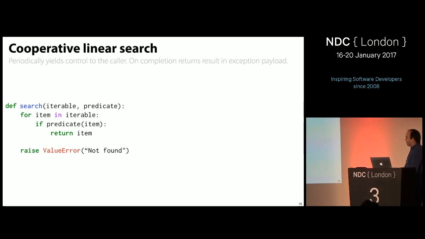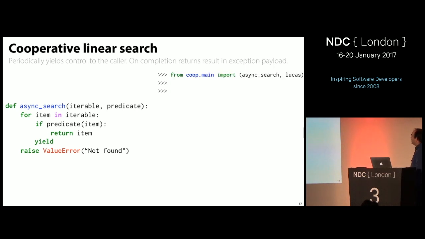This is very easy. All we need to do is insert the word yield here. We're not going to yield any particular result. We're just going to yield. Okay? Now, search is not a regular function. I'm also going to rename it to async search to remind us that it's now quite a different animal.